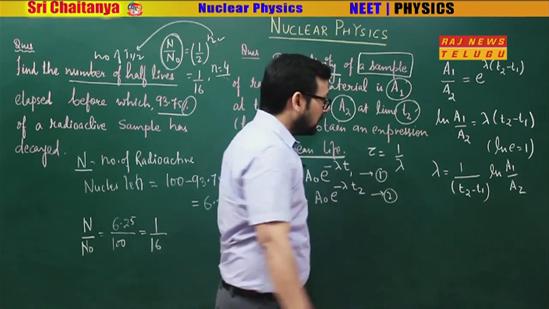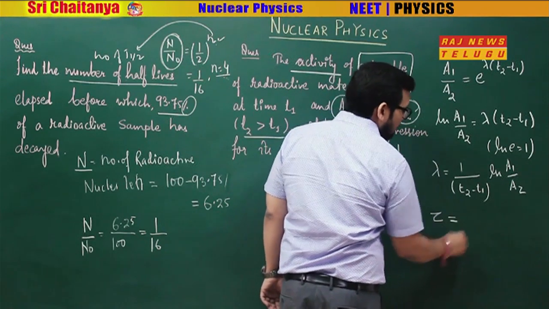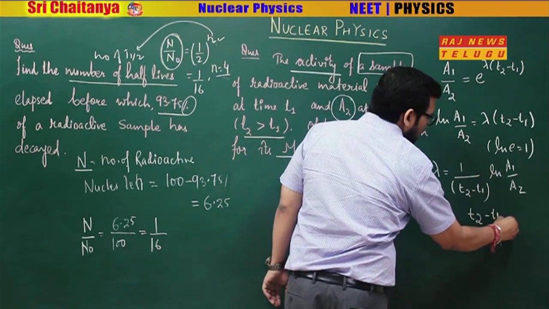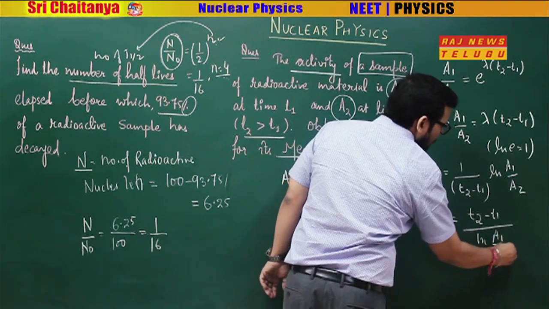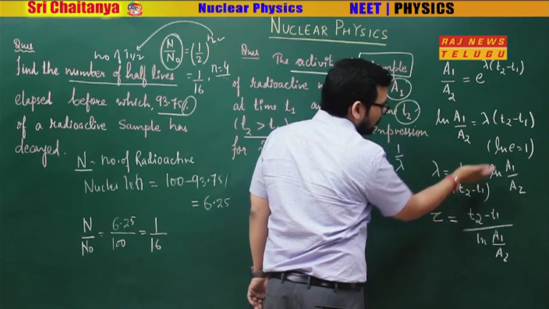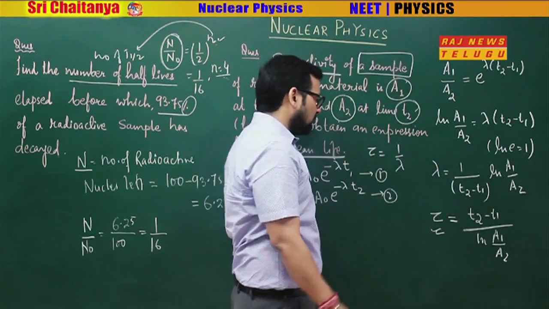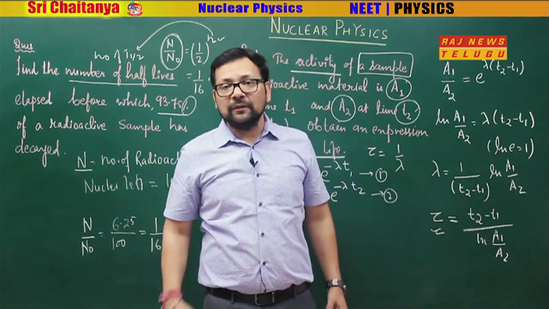1 by lambda. So from here, from lambda, we can calculate mean life as (T2 minus T1) upon ln(A1 upon A2). This is 1 by (T2 minus T1) times ln(A1 by A2). You will get this.